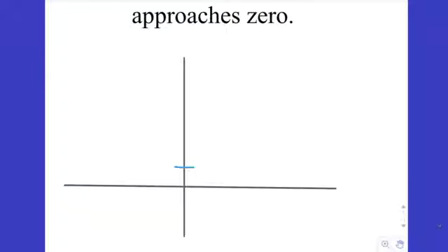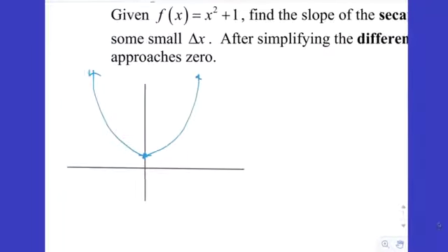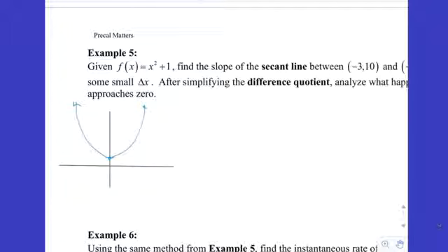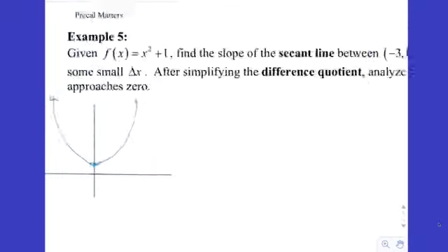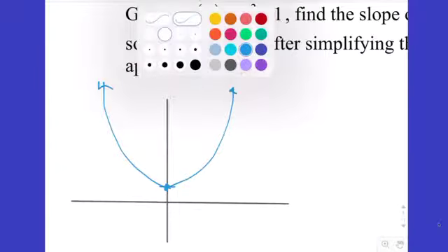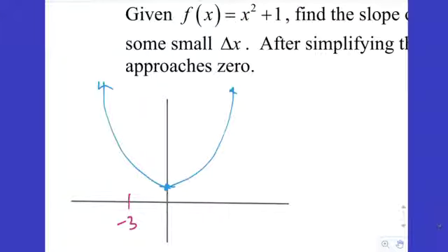Plus 1. Okay, so there is the y-intercept again, and it opens up. Still smiling, because it's still in a math class, right? All right, so find the slope of the secant line between negative 3, 10. So that's the same point that we've been looking at. We're still interested in finding the slope at negative 3, and of course the y value is 10.